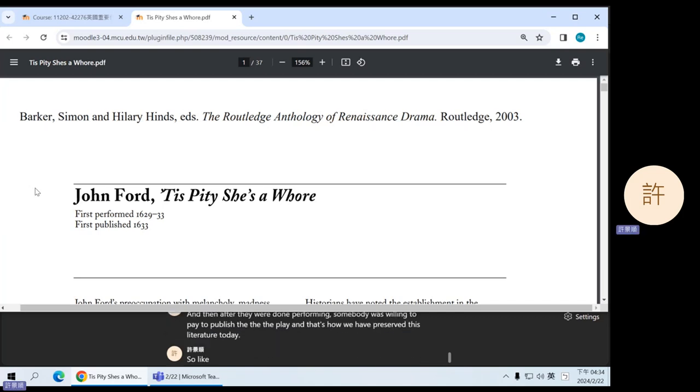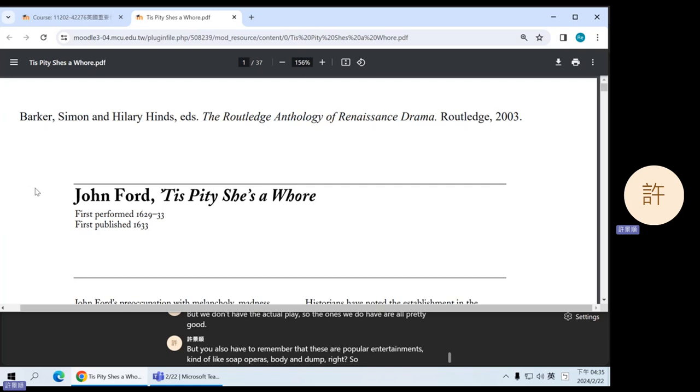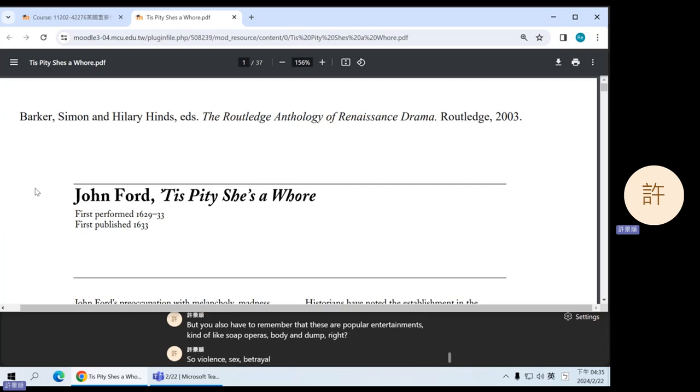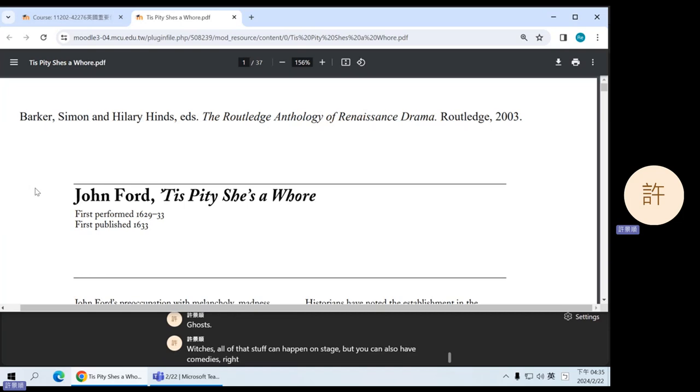So like the bad ones, we sometimes have records of like bad reviews where somebody is insulting the play, but we don't have the actual play. So the ones we do have are all pretty good. But you also have to remember that these are popular entertainments, kind of like soap operas, right? So violence, sex, betrayal, death, ghosts, witches, all of that stuff can happen on stage. But you can also have comedies, right? People falling around and like fake fighting each other and just having a good time being silly.